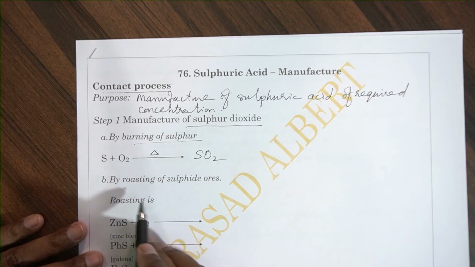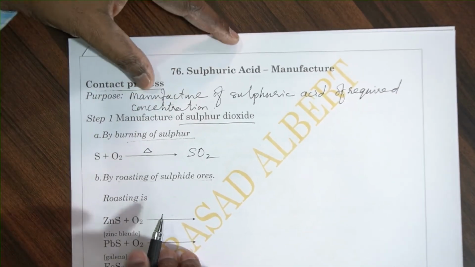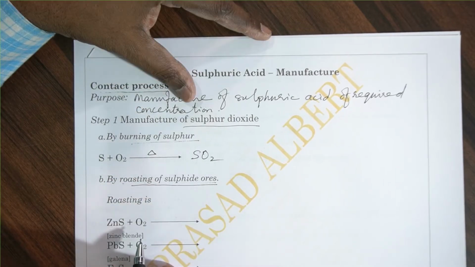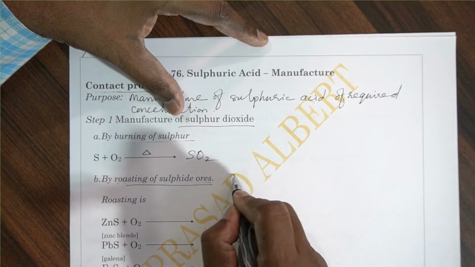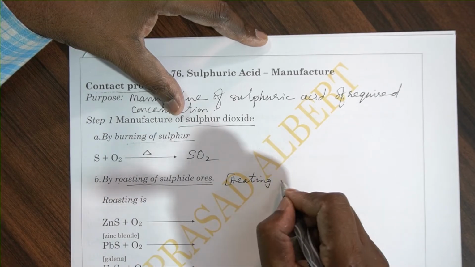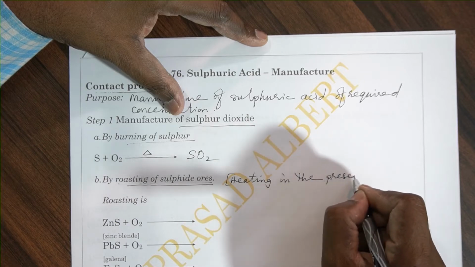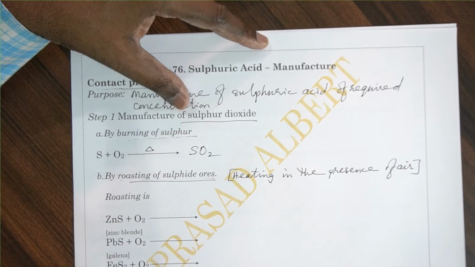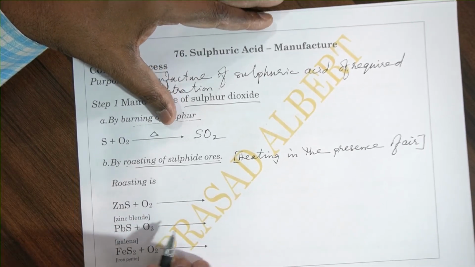The second is by roasting of sulfide ores. Sulfide ores are the minerals of metals which are in the form of sulfides, which are roasted. What is roasting? Roasting is heating in the presence of air. That means you will have an open container and you will heat it. So it will burn and it will produce sulfur dioxide.